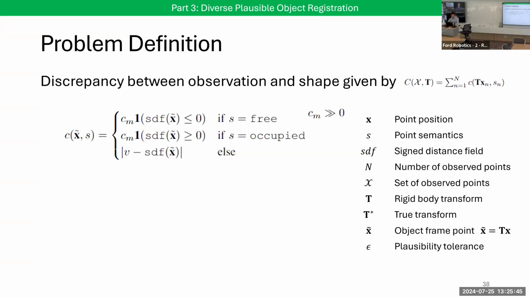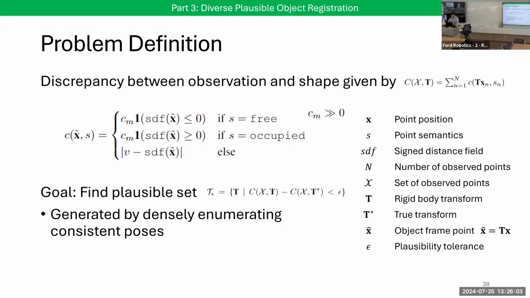And our problem definition is that we are concerned about the discrepancy between the observation and an object shape. So the idea is to find a pose that actually minimizes this discrepancy. In terms of ground truth, we can actually find a plausible set of poses that are epsilon discrepant away from the ground truth. And we can generate the set by densely enumerating consistent poses. This will take a long time, but we can do this for ground truth.